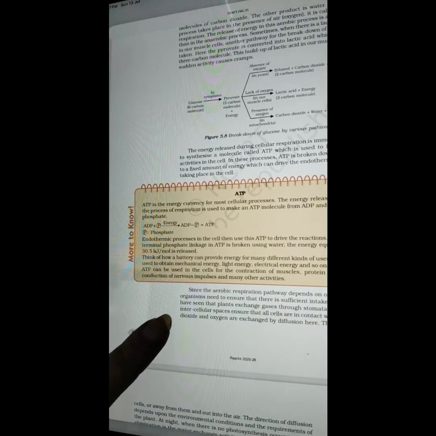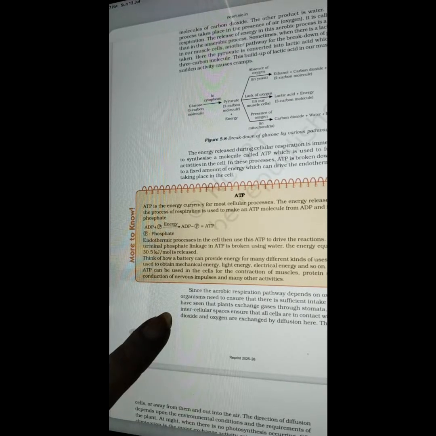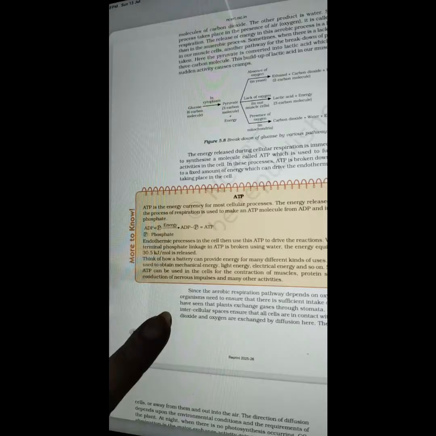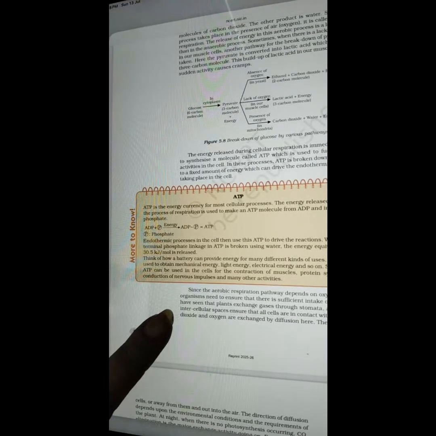When the terminal phosphate linkage in ATP is broken using water, the energy equivalent to 30.5 kilojoule per mole is released. So please note it down. Whenever ATP breaks down, it is exothermic. And whenever ATP formation takes place, it is endothermic.